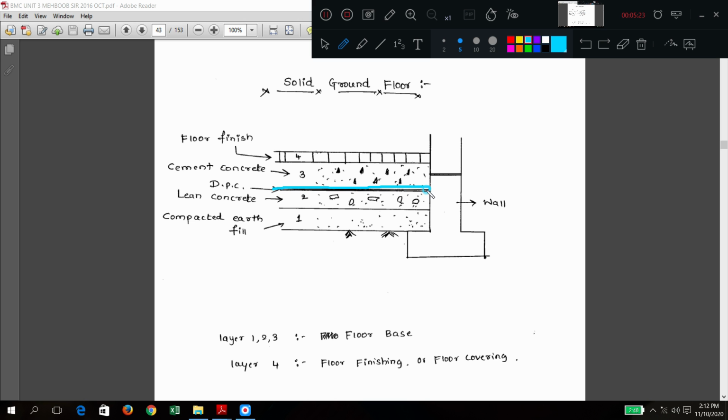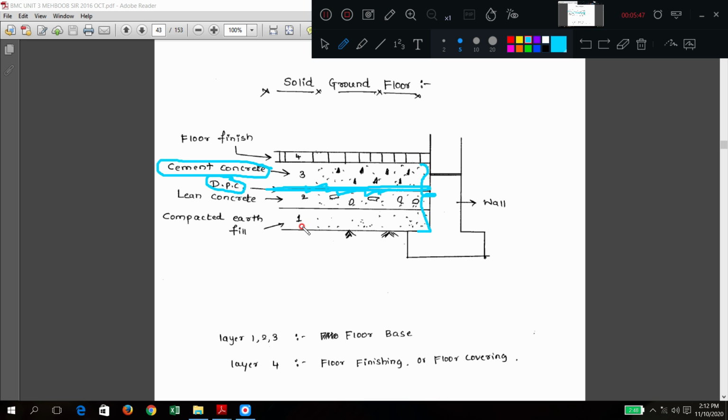What is this thin layer? It is called DPC, damp proof course. Above that you are putting what? Cement concrete, normal cement concrete, a strong cement concrete. So all the three layers, 1, 2, 3, plus this DPC. DPC is not actually a layer, it is a kind of membrane.